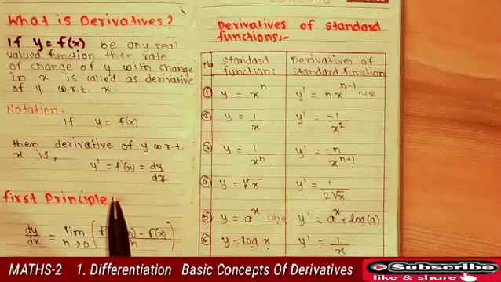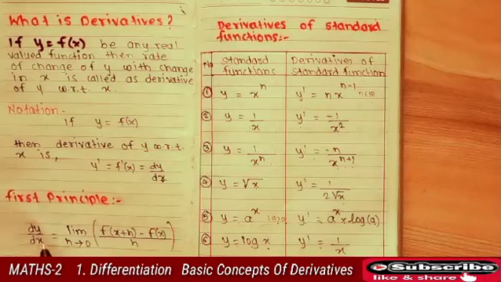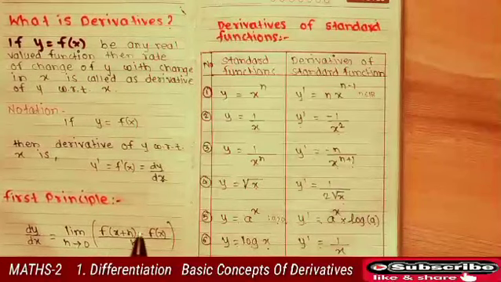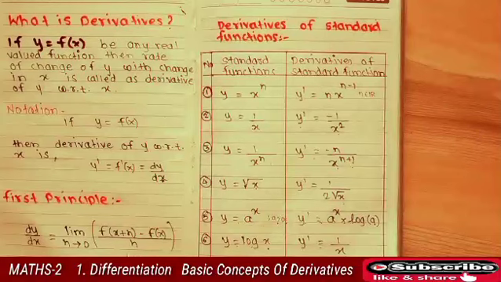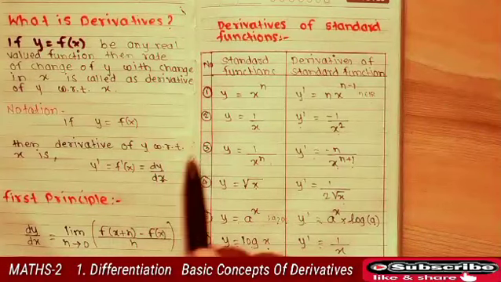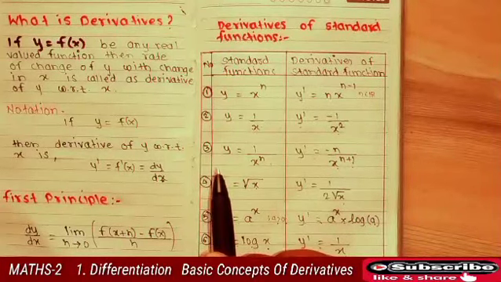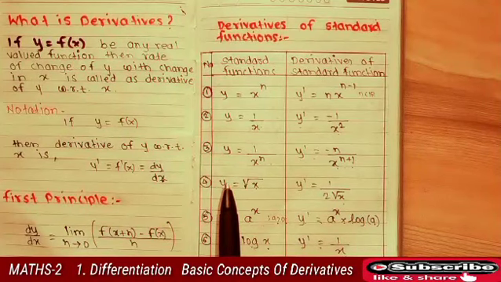Students, in the previous class we have also seen that derivative can be found by first principle. dy by dx equals limit as h tends to 0 of f of x plus h minus f of x, divided by h. Also students, we have seen derivatives of standard functions. In the previous class, using these standard functions, we solved some examples. Now look at these formulas.